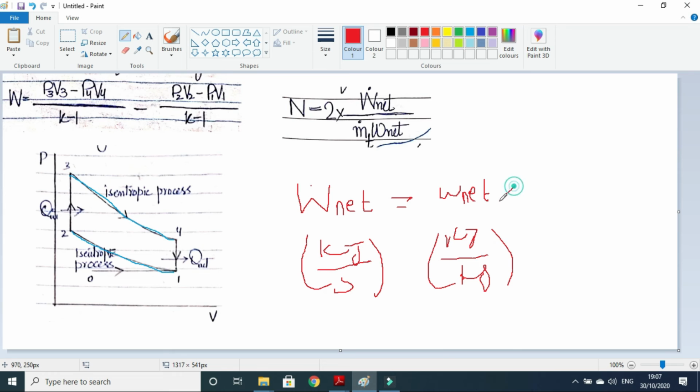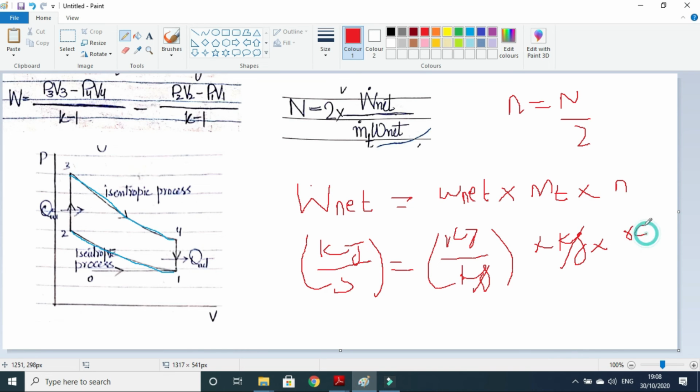Now we need to multiply with total mass, because we need to cancel out kilogram, since we need the unit in kilojoule per second. Total mass will have a unit of kilogram, so kilogram will be cancelled out and we are left with kilojoule. Now we need 1 upon second, so we can multiply with n, where n is equal to N by 2 for a 4-stroke engine, and N is RPM. So we can convert into revolution per second, and it will become kilojoule per second.